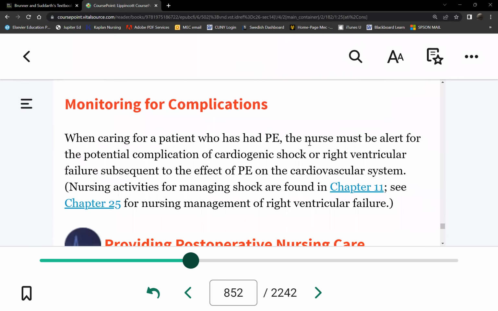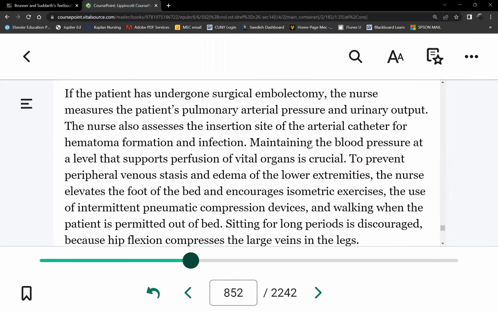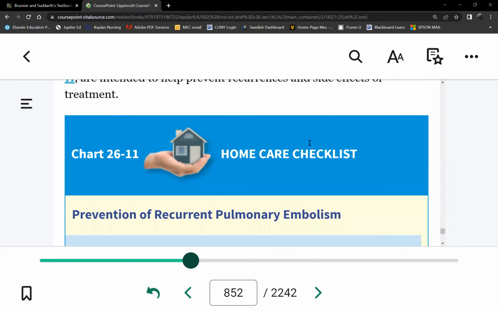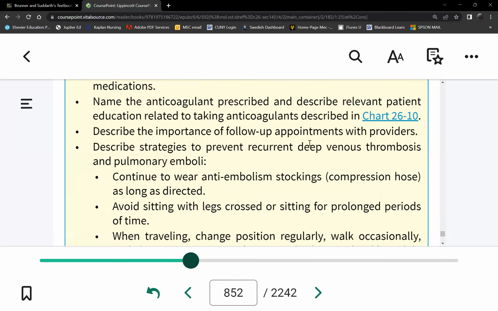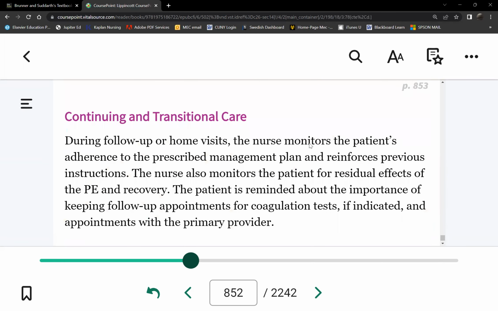And of course, complications are cardiovascular in nature, including shock. That's about it for PE. And this is your teaching. Again, this is a repeat of the prevention we already did last week under DVT. Same exact teaching. Questions?